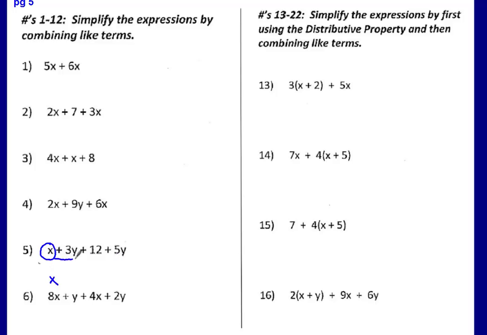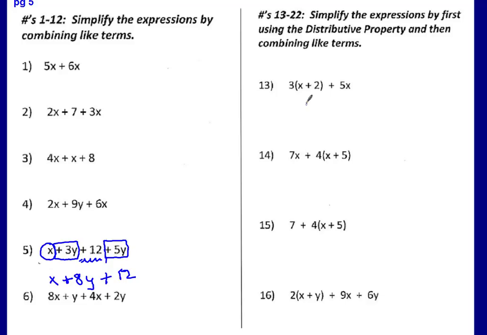My next term is a y, positive 3y. I'm going to use a square. Any other y terms? Yes, a positive 5y. We're going to add the coefficients. A positive 3 plus a positive 5 make positive 8y's. And then lastly, we have our constant of a positive 12. There are no other constants. So our simplified expression is x plus 8y plus 12. That's how you're going to do 1 through 6, so you'll finish those on your own for homework.